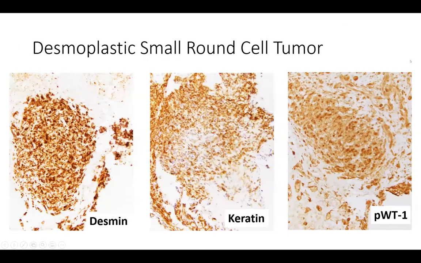These have a peculiar immunophenotype where they'll be positive for desmin, keratin, and if you have the polyclonal antibody to WT1, they'll show nuclear staining for that. And that's important to have in conjunction with the EWSR1 FISH positive result, because obviously EWSR1 FISH break-apart is not sensitive and specific for Ewing sarcoma alone. It will be positive in cases of DSRCT as well.